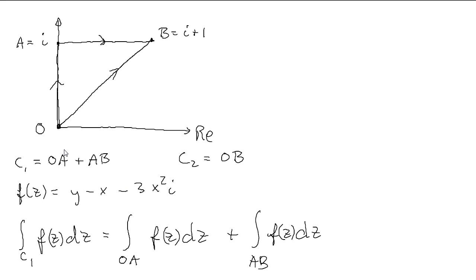And we are going to integrate the function f of z from O to B in two different directions. First, we are going through this curve C1, which is from O to A and from A to B. So we are going along this curve. And secondly, we are going to integrate over this curve, C2, which is just the straight line from O to B.